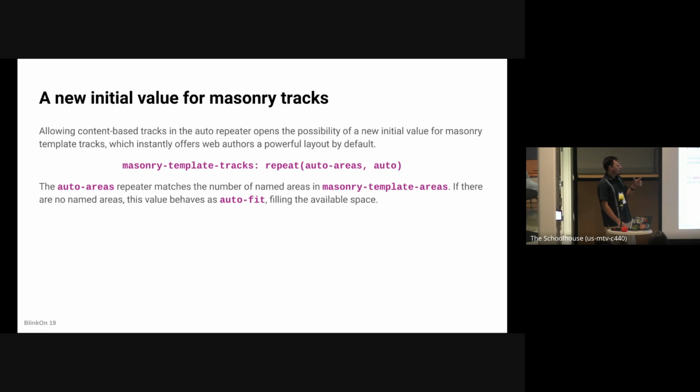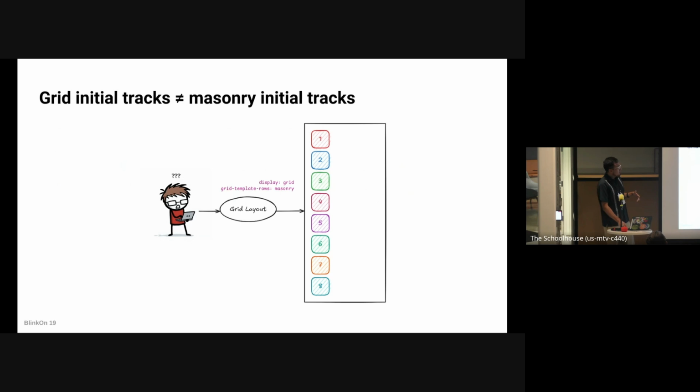This auto repeater specifies that if you have auto areas, named areas defined in your container, you will just grow the size of the repeater to accommodate those named areas. And otherwise, if you don't have them, you will use the behavior that will basically grow in size up to take the available space. So this new definition for the intrinsic repeaters, as I said, is exclusive to Masonry layout right now.